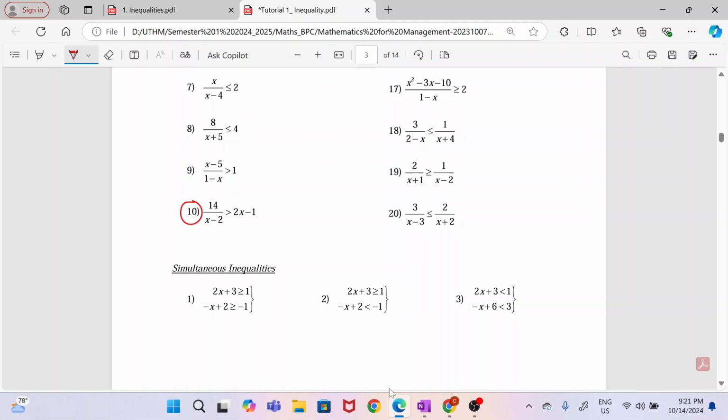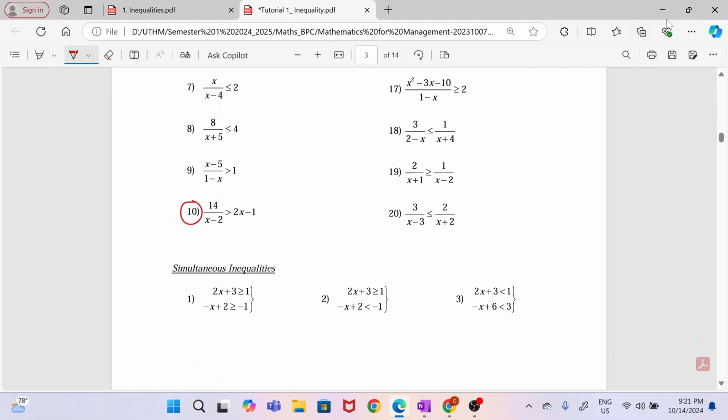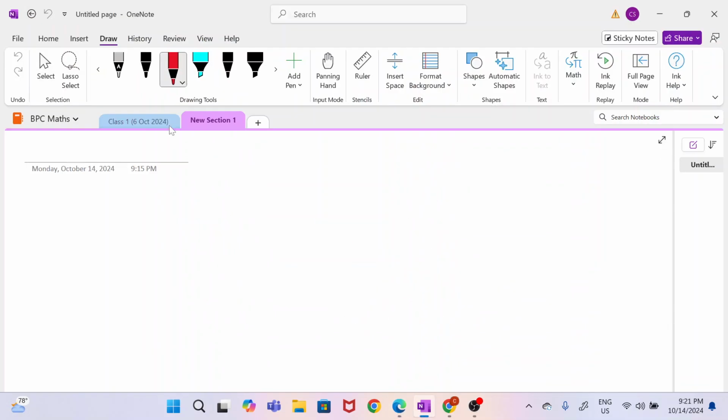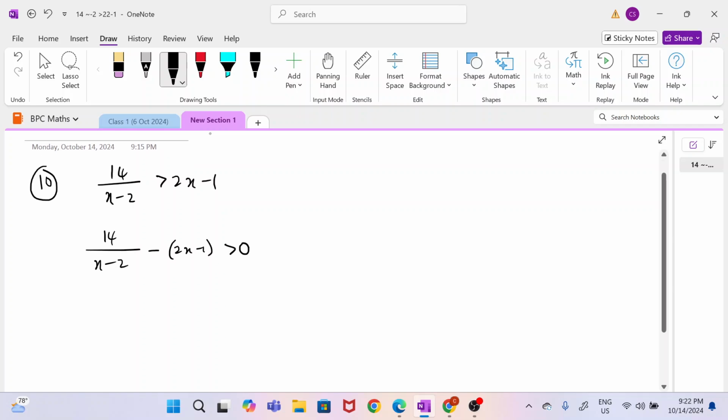I'm taking from tutorial question 10 here, from rational inequality. Just want to show you some. Of course, we will have tutorial. Don't worry. On Wednesday, we will do a lot of questions. Bring all the terms to the left hand side.